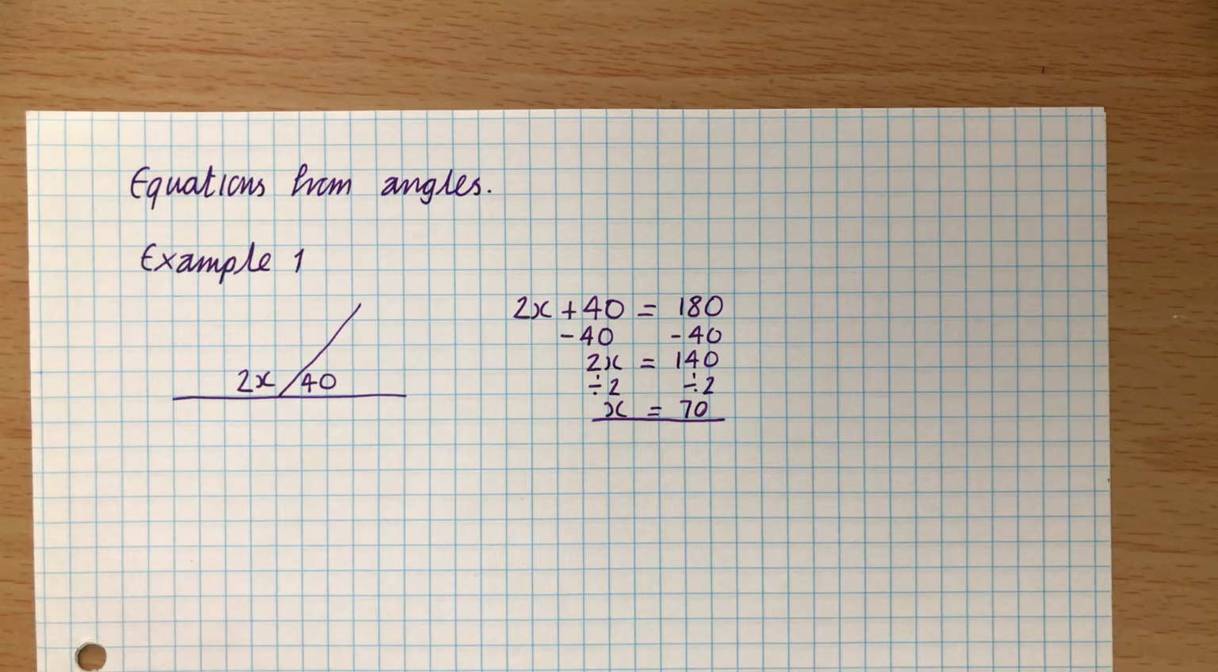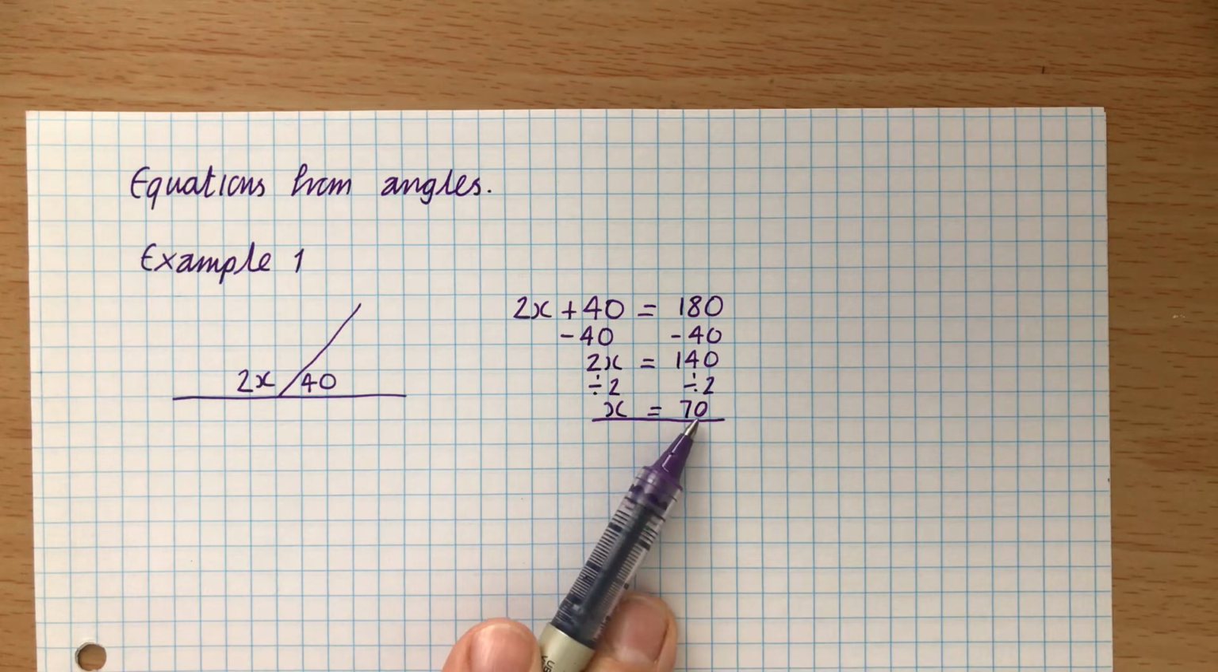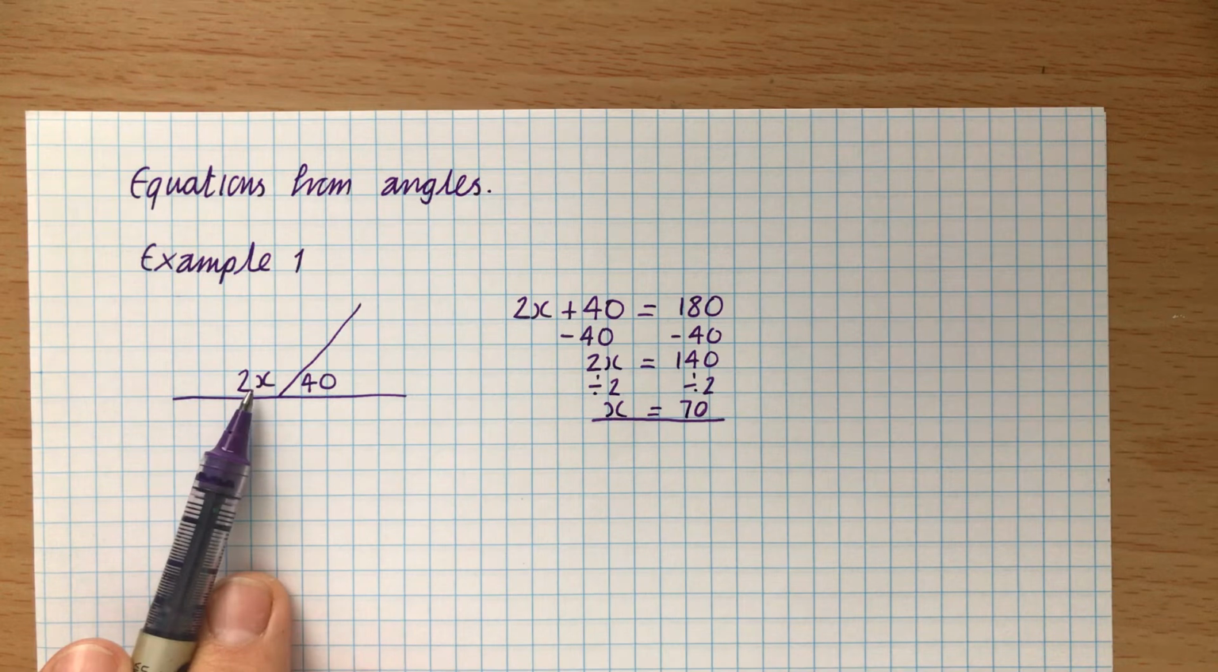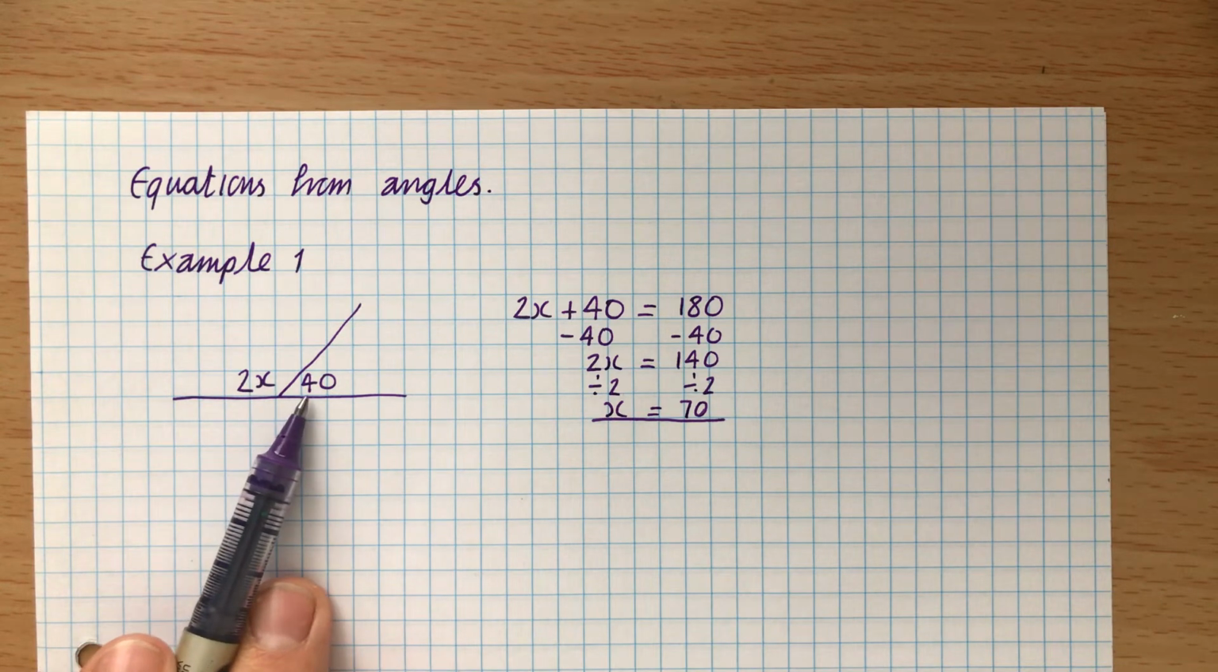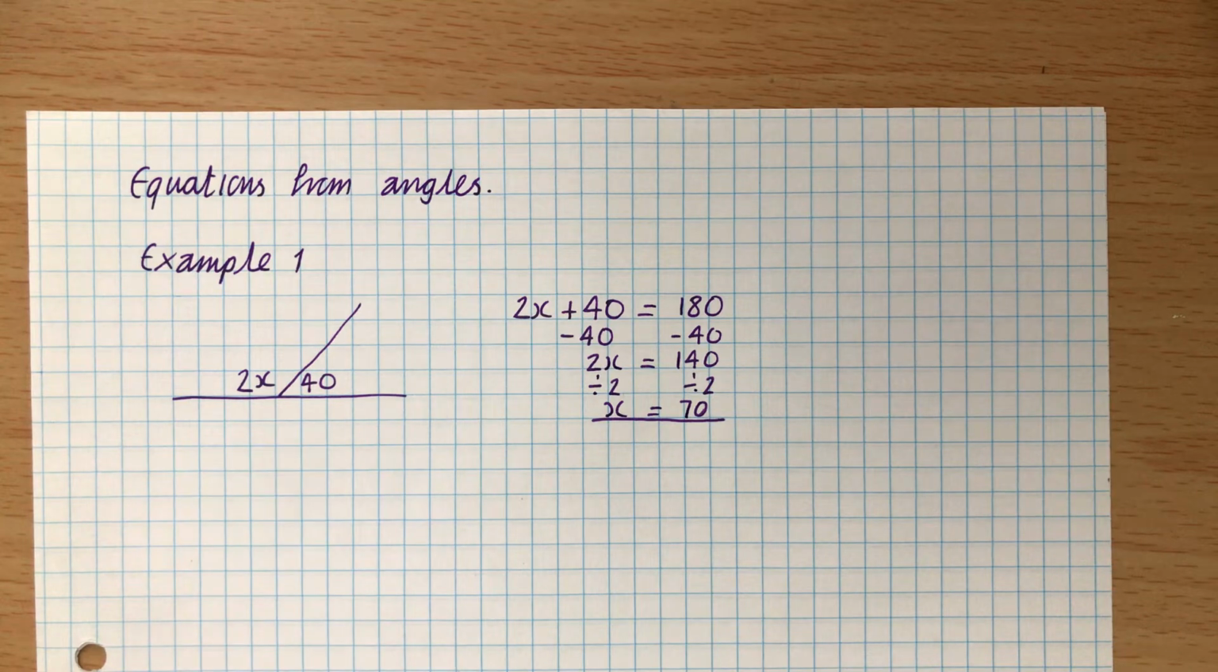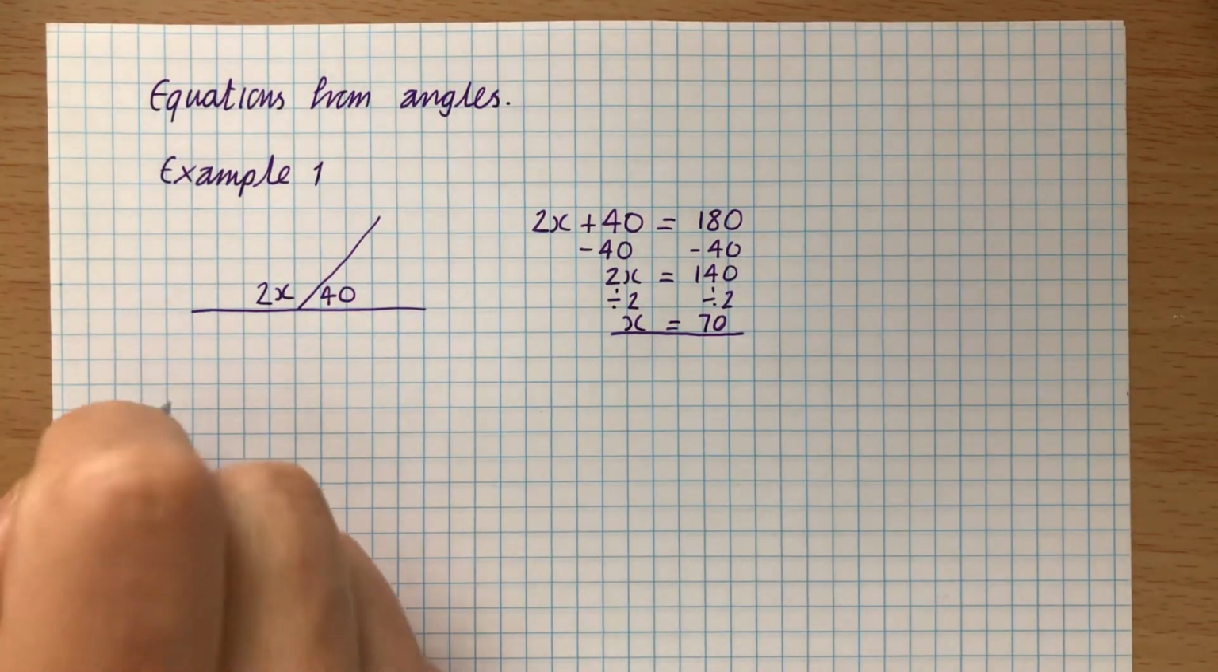And similar to last week, check it. If x is 70, two 70s would make 140, plus 40 would make 180 degrees, and that was the angle fact that we're trying to show. Example number 2.